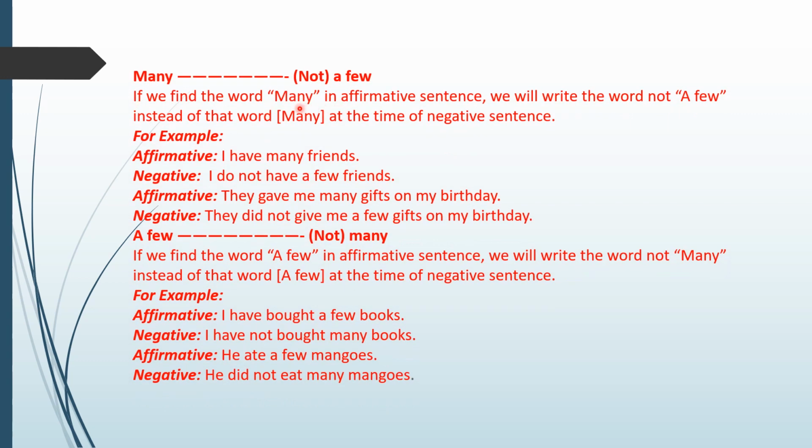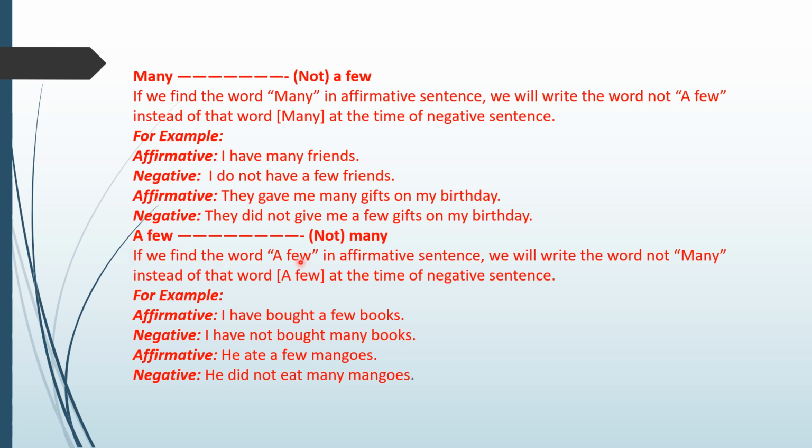If we find the word many in the affirmative sentence, then we will write the words not a few instead of the word many at the time of changing the sentence into negative. Look at the example. I have many friends. That is the affirmative. So there is many in the affirmative. So you will write not a few. So your negative will be I do not have a few friends. Next example, they gave me many gifts on my birthday. So the negative goes, they did not give me a few gifts on my birthday. So if there is many in the affirmative, then in your negative, you will write not a few.